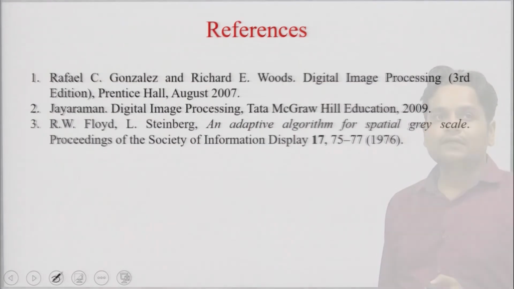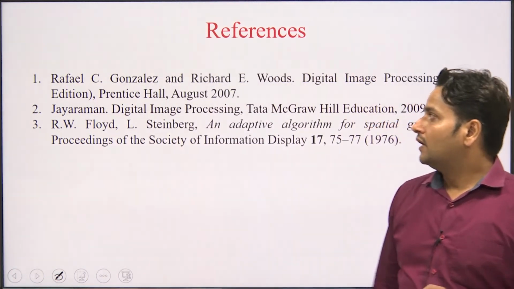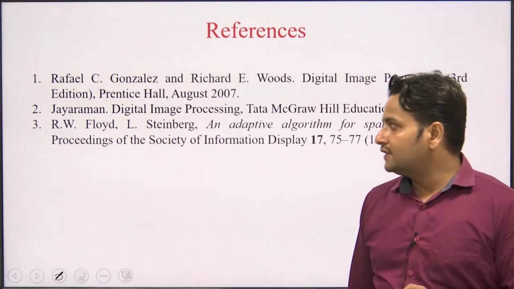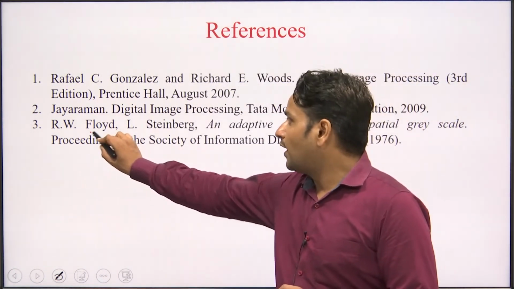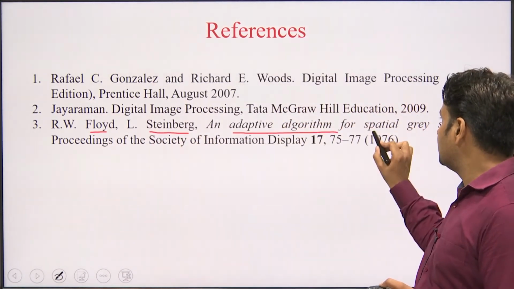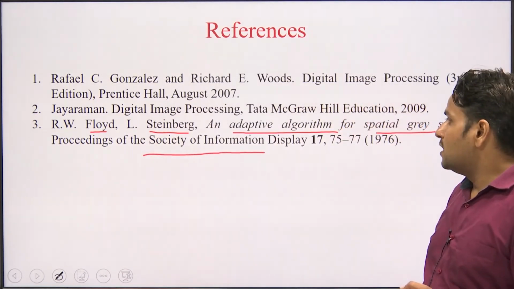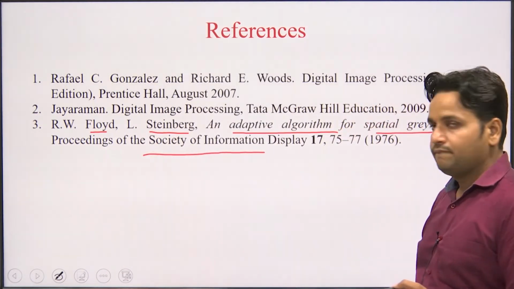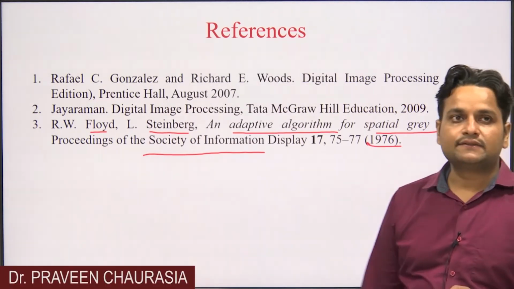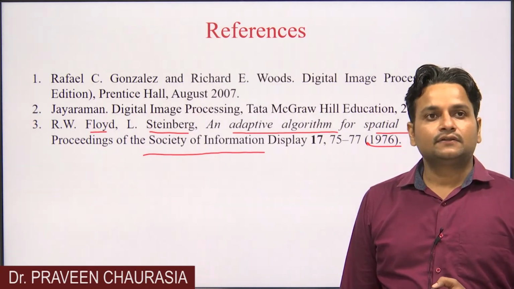So, related to this, I am taking the reference from Gonzalez, Jain, Ramesh, and the third one, that is Floyd and Steinberg, by which we can identify the grayscale, which was published in Proceedings of the Society for Information Display in 1976. So, that is all about the 6th lecture. Thank you all.